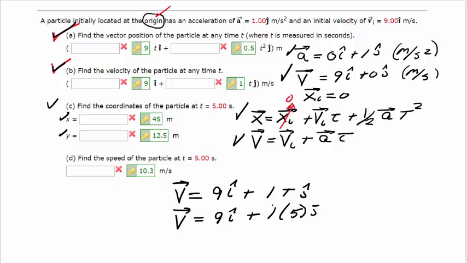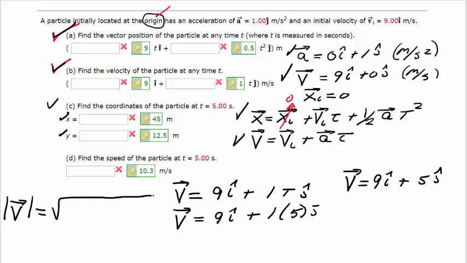Again, these are vectors. You cannot add these together. So we know our velocity in the i hat direction is 9, and I'll simplify the j component as 5 j hat. Now, to find the speed, you're just going to go right to the Pythagorean Theorem. Often you're going to see it written like this, meaning speed, and we're looking for the length of this vector here.